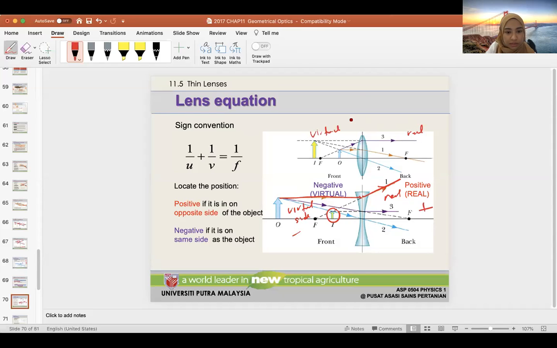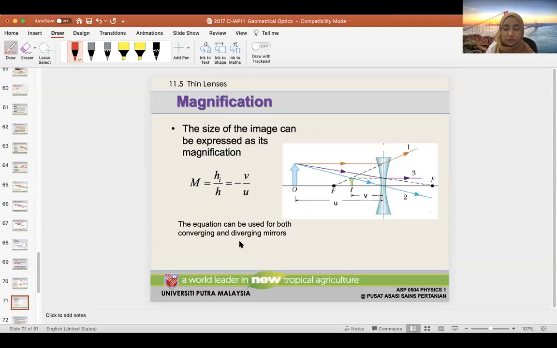Positive if it is on the opposite side of the object. Oh, there's another way to know this. This is the slides tips. Positive if it is on the opposite side of the object. Negative if it is on the same side as the object. Okay, that makes sense. If your image is on the opposite side as the object, it's a positive. Okay, so many terms.